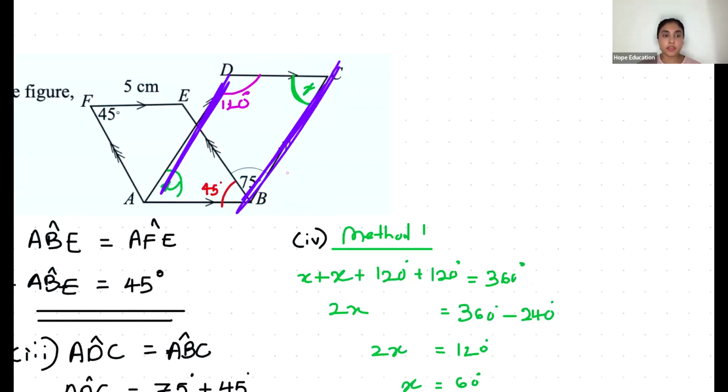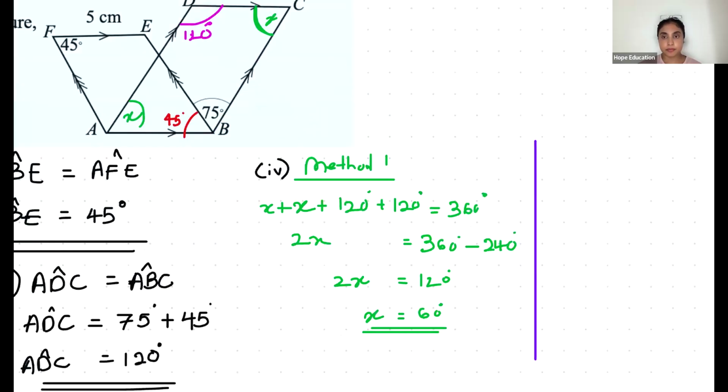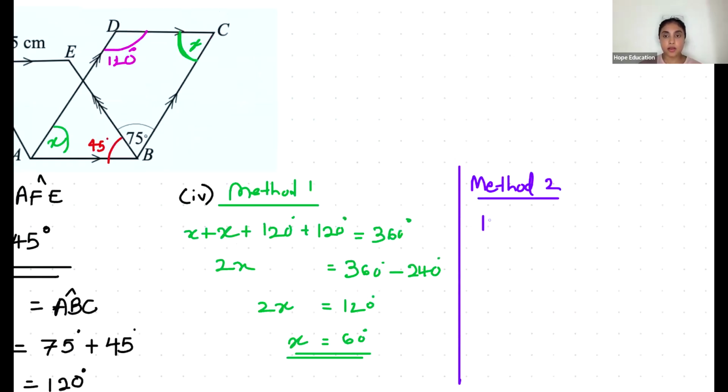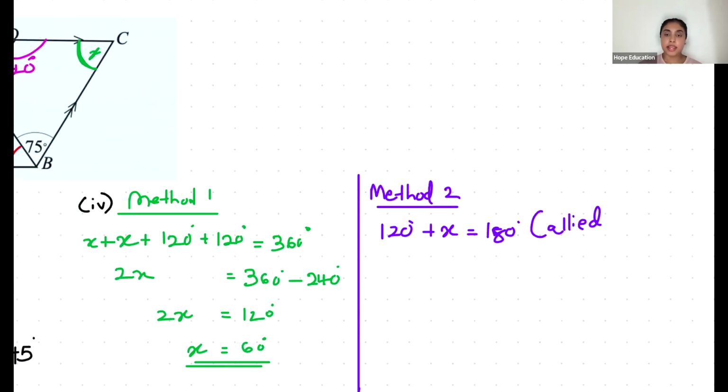So method 2 is: 120 plus x equals 180. So x equals 180 minus 120. Therefore, x is 60. Is this clear?